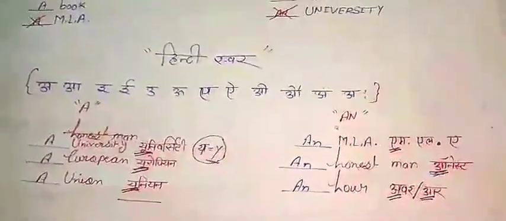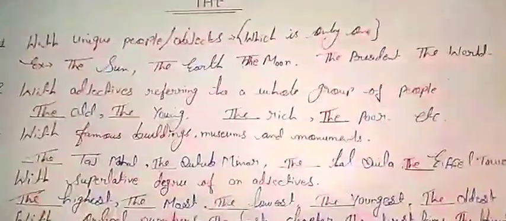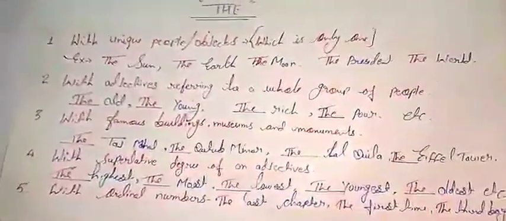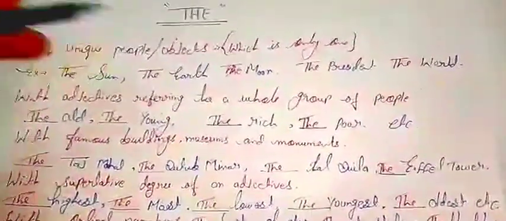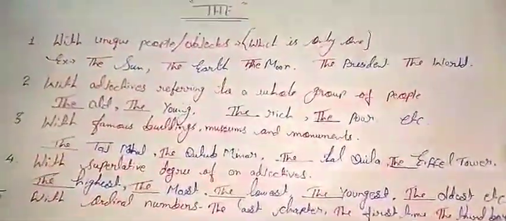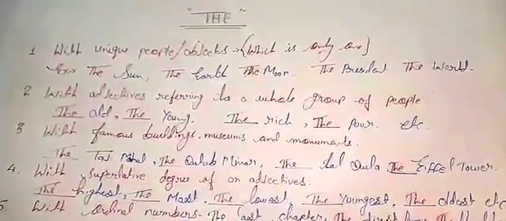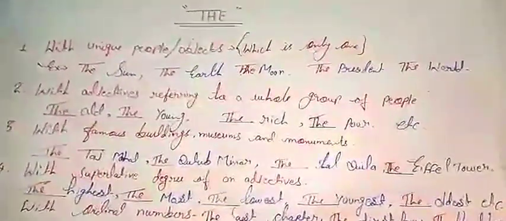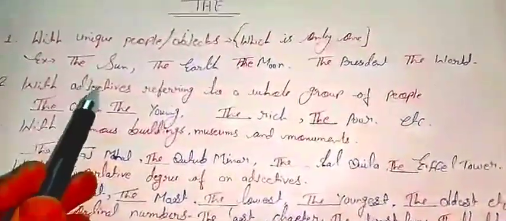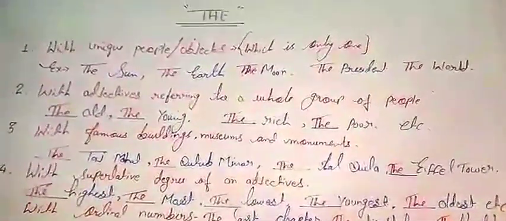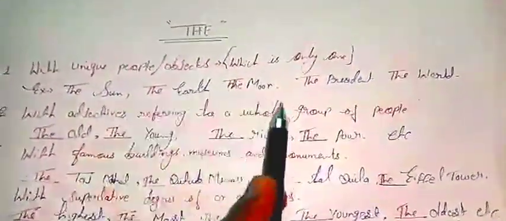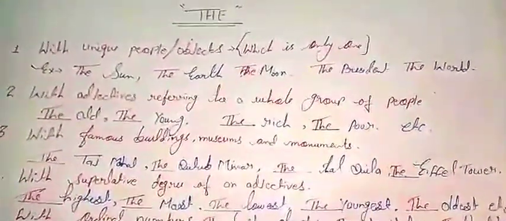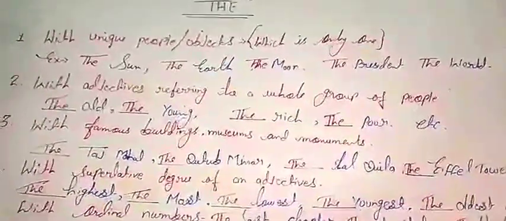Now we have another important article, which is the. It has so many kinds of conditions. So let's start. It is used with unique people or objects. So which kind of unique things? It means that which is only one on the earth or anywhere, which is only one, like the sun, only one we have. That's why the earth, only one, the moon, the president, the world. These are unique things, or the which is known as only one.